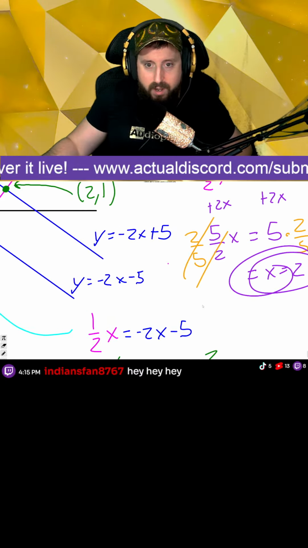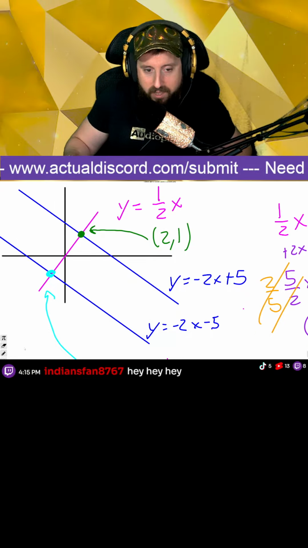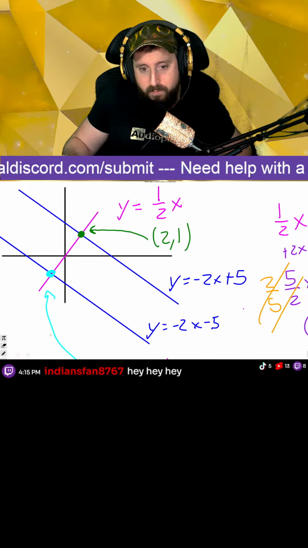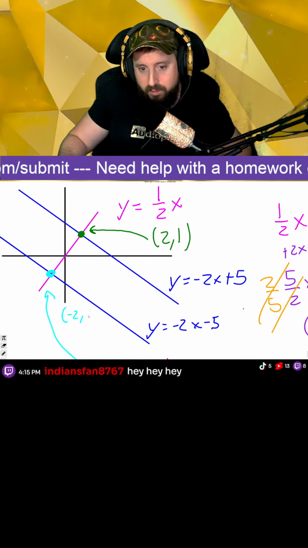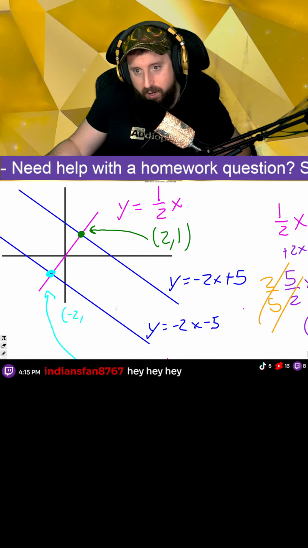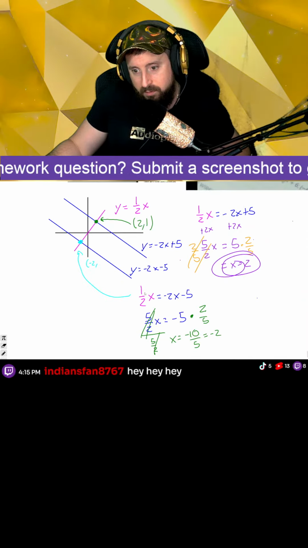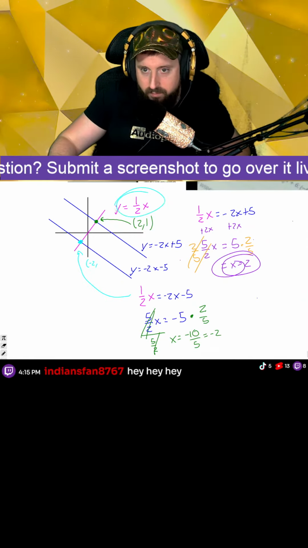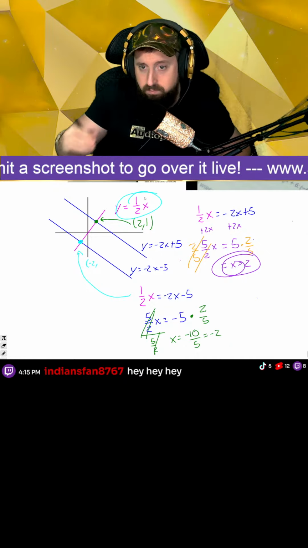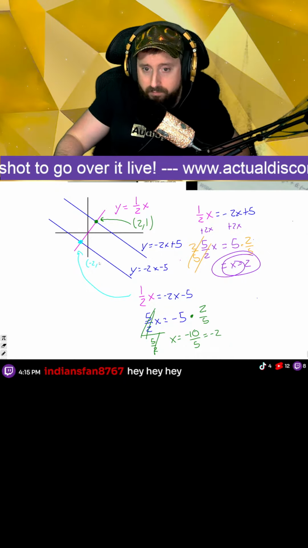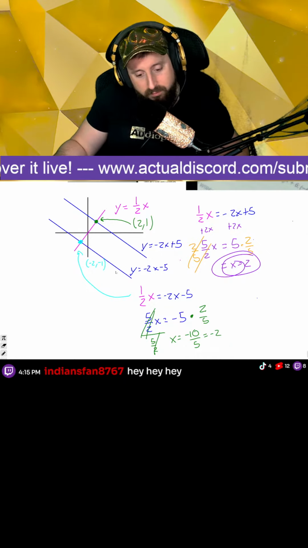Okay, cool. So now I got the x coordinate for this one, right? That's equal to -2. And then how do I figure out what the y coordinate is? You just plug x into this one. So you get -1. Perfect.